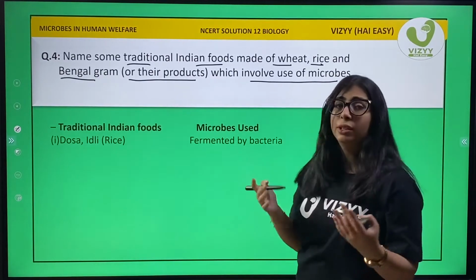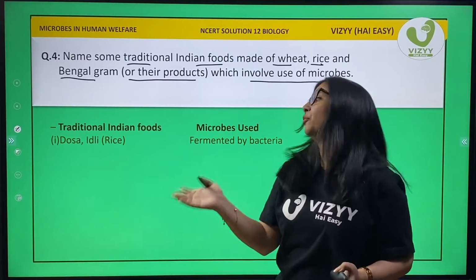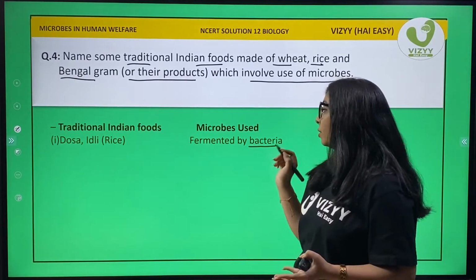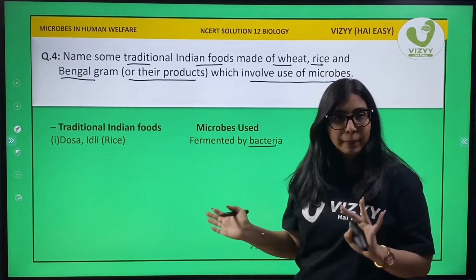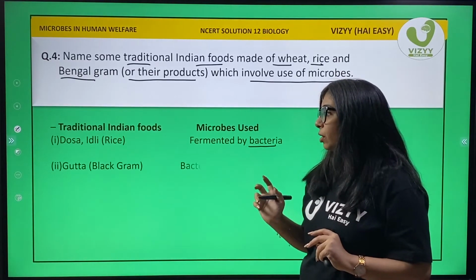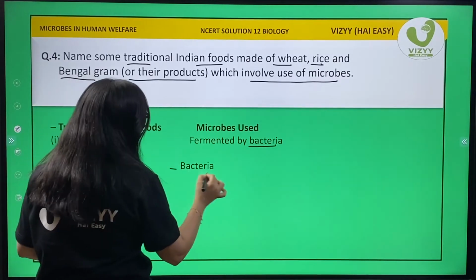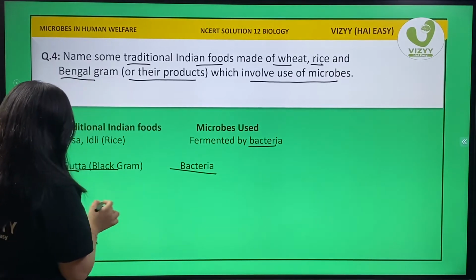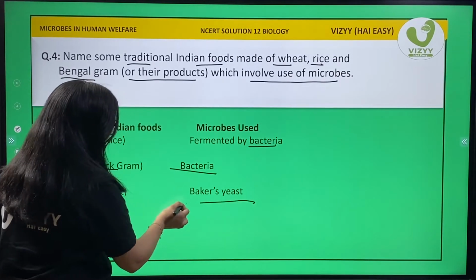So, let's start with idli dosa. Idli dosa both need fermentation, and to ferment them, which bacteria is used? It is fermented by some bacteria. Now, second, gutta, that is black gram, again bacteria. Third, wheat or bread, baker's yeast.